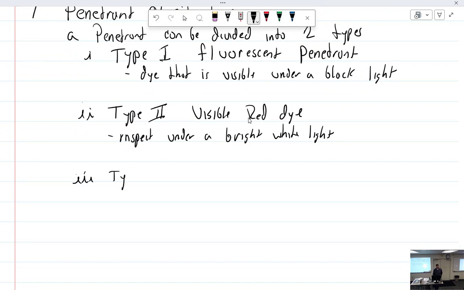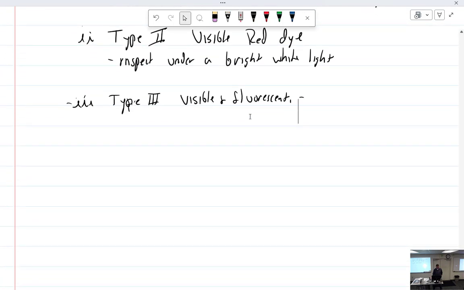There is a type 3. I have never seen or used type 3, but I know that it's out there. It is both visible and fluorescent. And that's about all I know about that. I don't know its sensitivity. I don't know any other details.